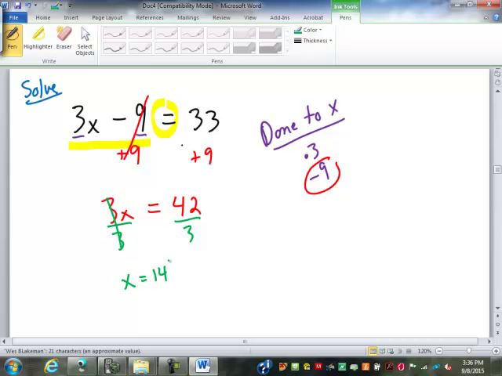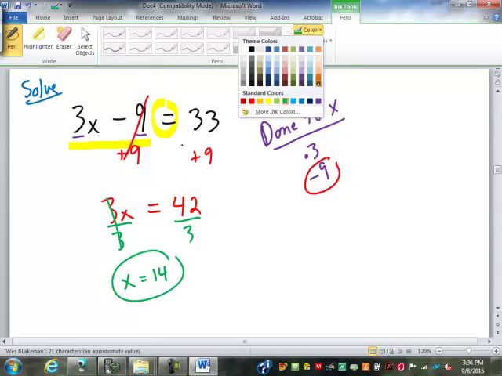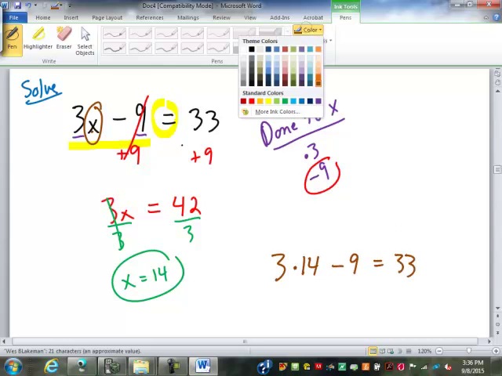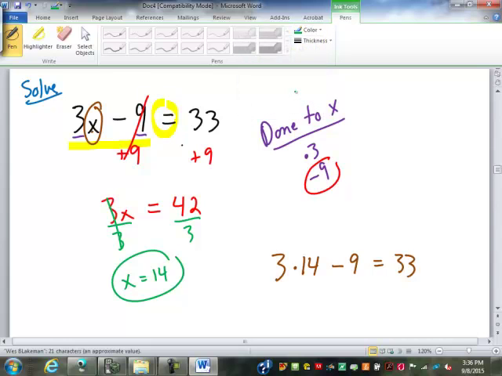x equals 14. And as always, we can double check our answer by putting that number back in for our variable. So instead of 3x minus 9, it'll be 3 times 14 minus 9 equals 33. And of course, 3 times 14 is 42, minus 9 is 33. Get the same value on both sides of the equation.